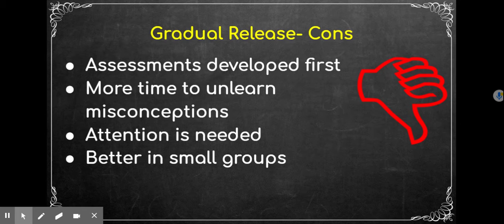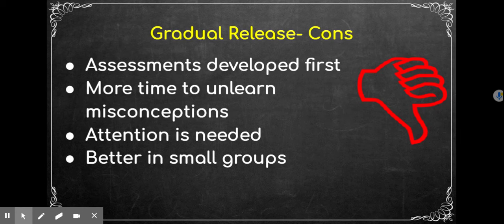So for cons, if you're not able to do small groups, this could be a con because this is something you want to be able to observe your students and see where they are developing with the I do, we do method through the gradual release. Assessments are developed first, so sometimes it's hard to think about the assessment model and where you really want your students to achieve. If there's misconceptions, it takes more time to go back and relearn them through the I do method. Attention is definitely needed through this model because if students miss during the I do, we do, then they will have to go back and relearn.